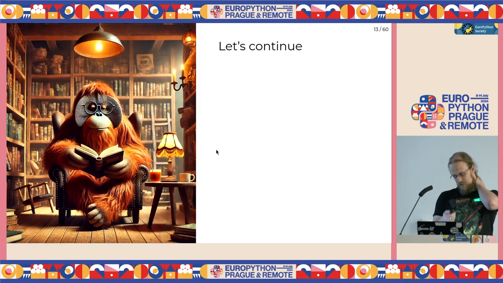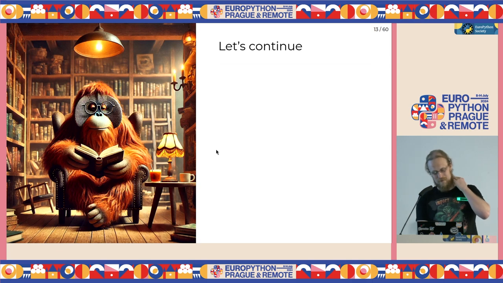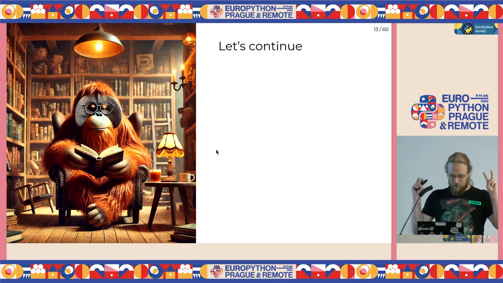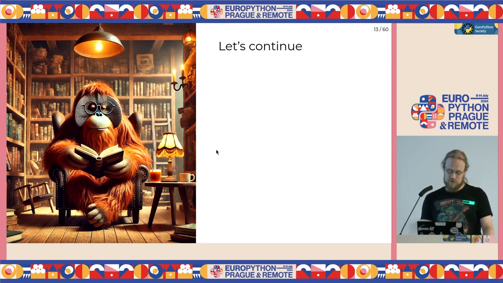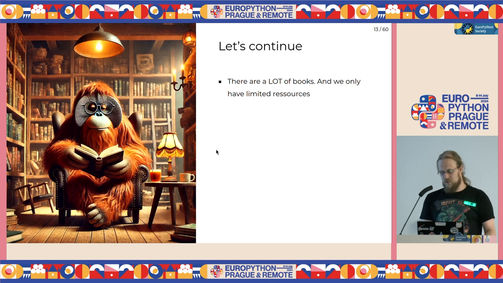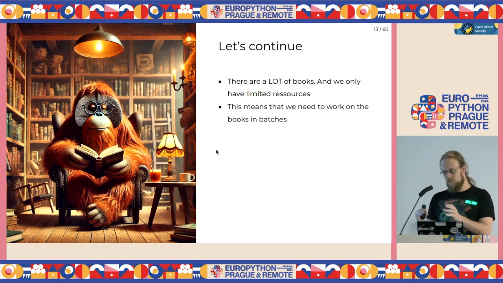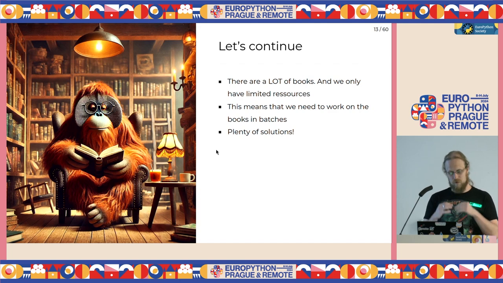Okay, let's continue. This, for example, is the librarian of the Unseen Library. Nobody knows his name, but if we knew it, it would be easier to turn him back into a human. That is one of the things from the story. There are a lot of books, and we only have limited resources. This means we need to work on books in batches. There are plenty of solutions, and we can approach it from various angles.